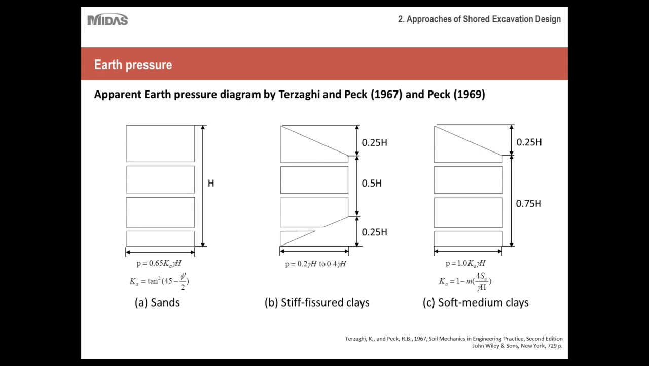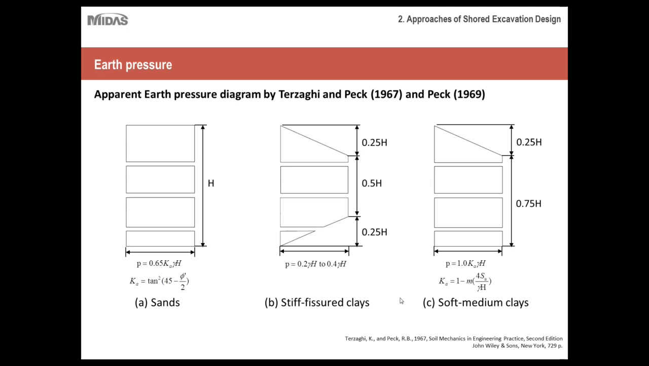Then the apparent earth pressure diagrams that were proposed by Terzaghi and Peck in 1967 and 1969 show that for the supporting structure, depending upon the soil strata, the pressure definition is different. If this is the height H and these are the intermediate bracings or supporting systems, then for sand the pressure is more or less constant throughout the depth, and the coefficient of earth pressure is determined based on this formula. Whereas if you are working with stiff or fissured clay, the variation is somewhat different. You see a triangular tapering for the first quarter of the height, then the middle half is constant, and then the last quarter is varying again, and the pressure variation is from 0.2 to 0.4 times density times height.